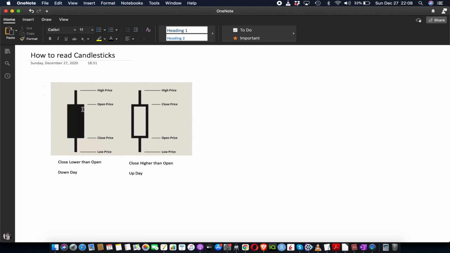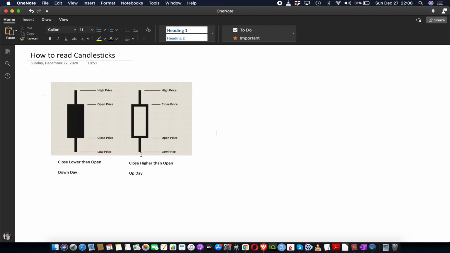Now, just above and below the real body are the shadows, or what they call the wicks of the candle. The shadows show the high and low price of that day's trading. Let's say I'm looking at a down candle. If the upper shadow on this down candle is very short, what would that mean? It would indicate that the open that day was near the high of that day.